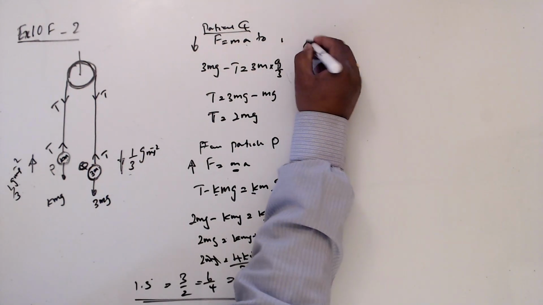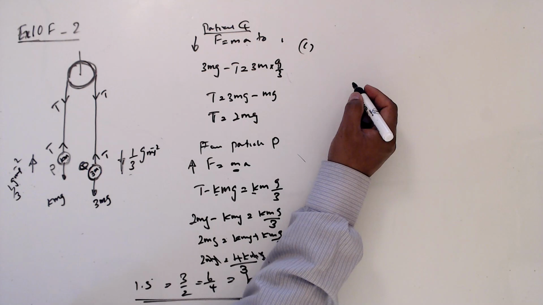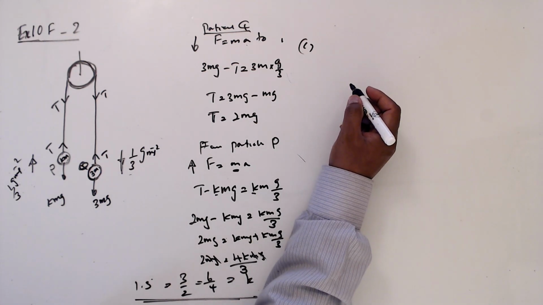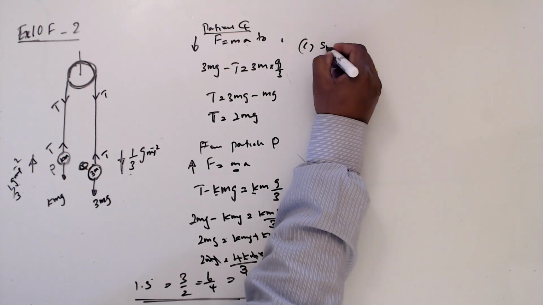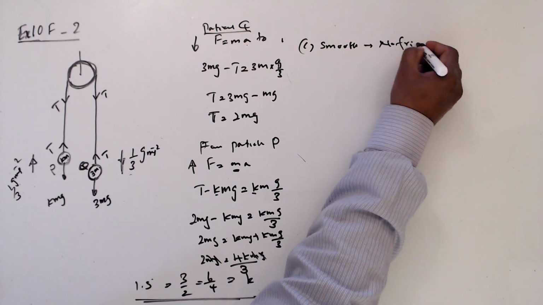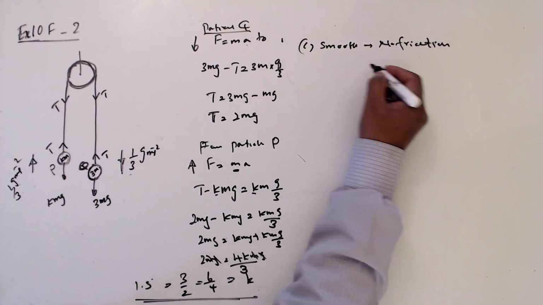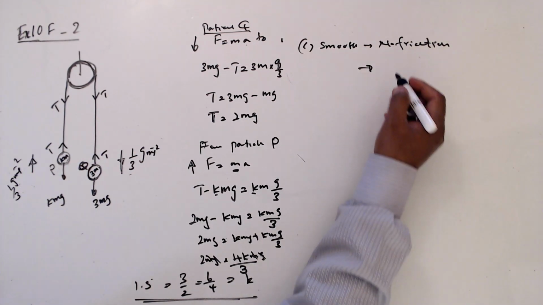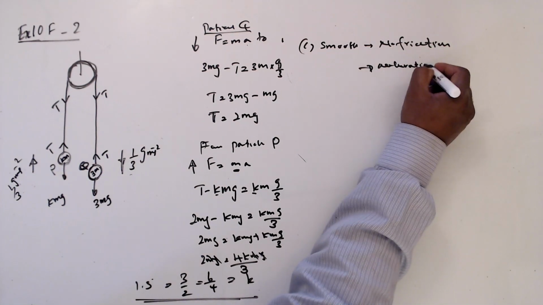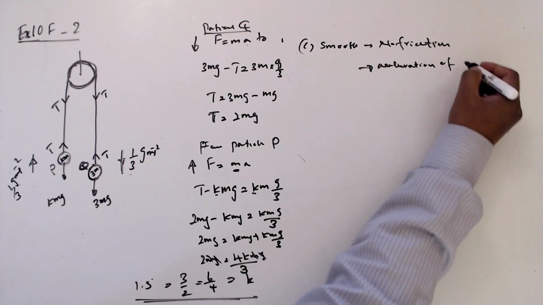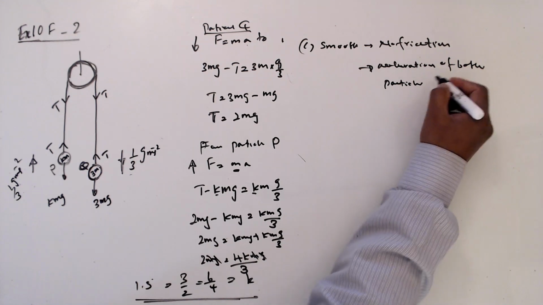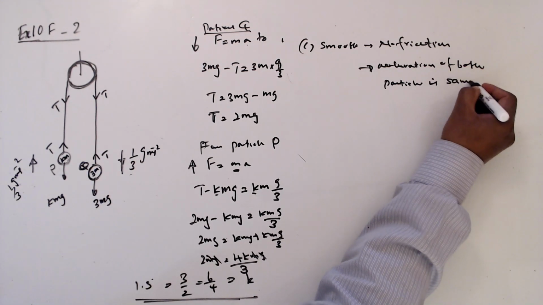Part C, state how you have used the information that the pulley is smooth. When the pulley is smooth, it means no friction. Then the acceleration of both particles is the same.